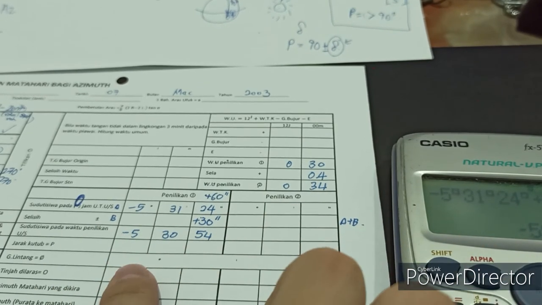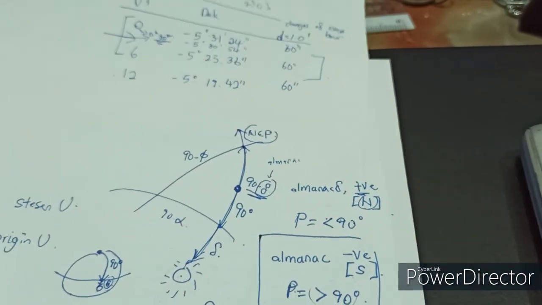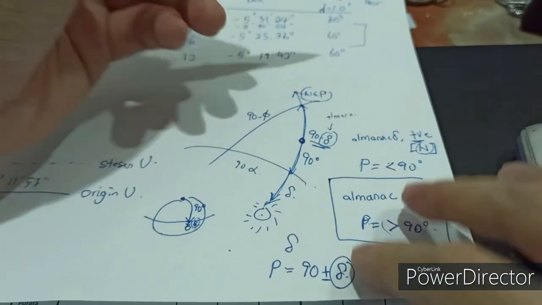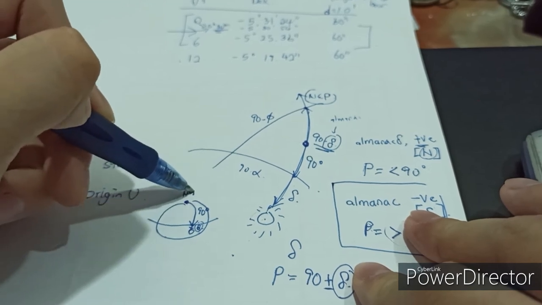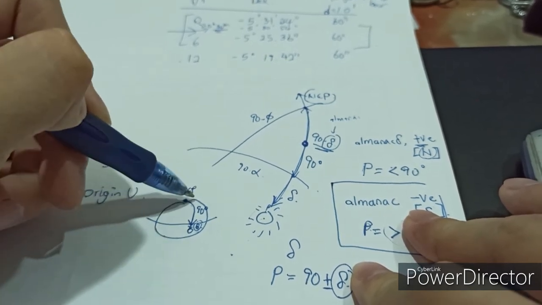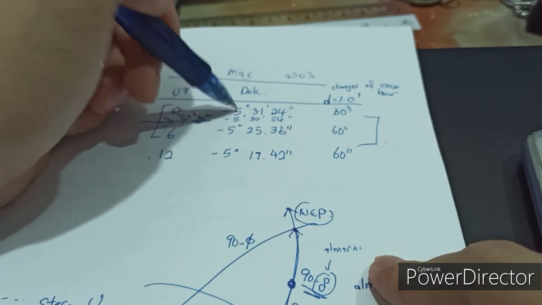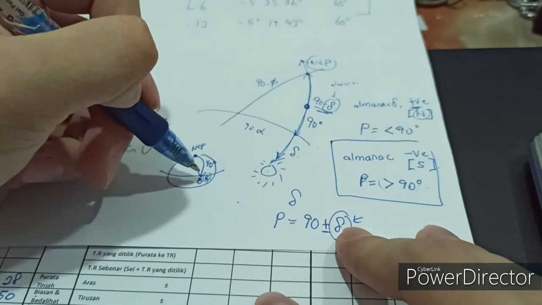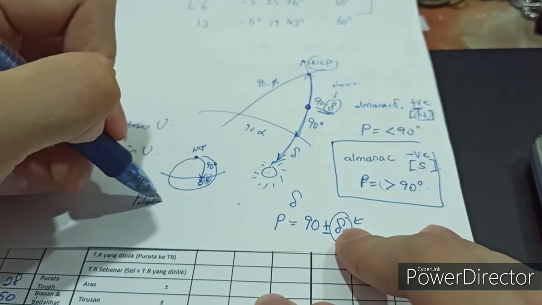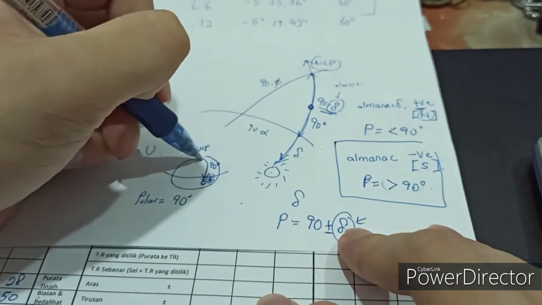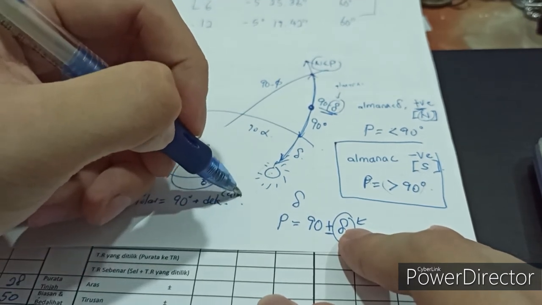A plus B. Okay, so for the polar distance, it is like this. The polar distance is the distance from the North Celestial Pole to the Sun. Since the almanac said that the Sun declination is negative 5, it means the sun is located in the south hemisphere. So the polar distance will be 90 degrees plus the declination just now in the almanac. This can be found in the almanac.